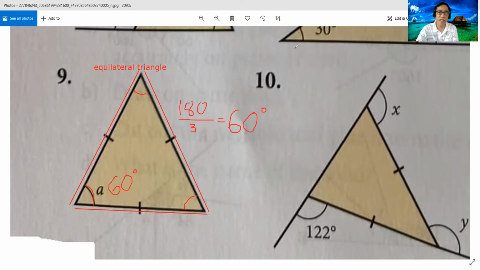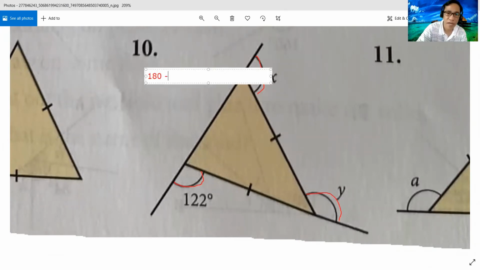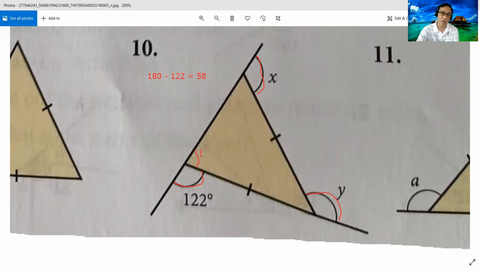Now, example number 10. You can see this angle, the angle Y, and the angle X are all external angles, where the sum of the external angles is equal to 360 degrees. From the theory of a straight line, this angle is equal to 180 degrees minus 122, which is 58 degrees. Since these sides are equal, this triangle is an isosceles triangle. Therefore, the base angles are equal, so this angle is also 58 degrees.